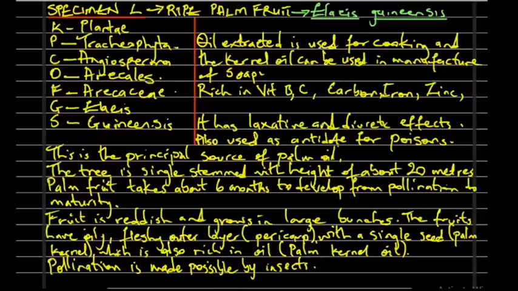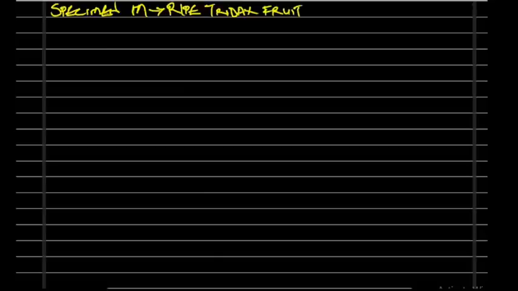So let us move to the next specimen, which is specimen M. What is our specimen M? Our specimen M is ripe Tridax fruit. Looking at that now, when we talk about its botanical name, the botanical name that we have there is Tridax procumbens.